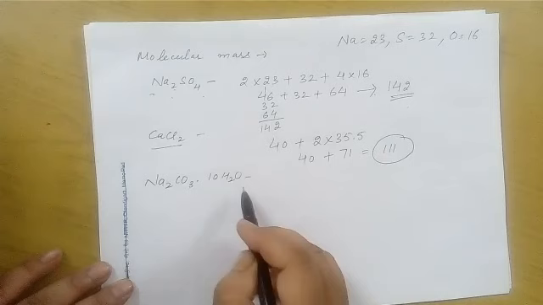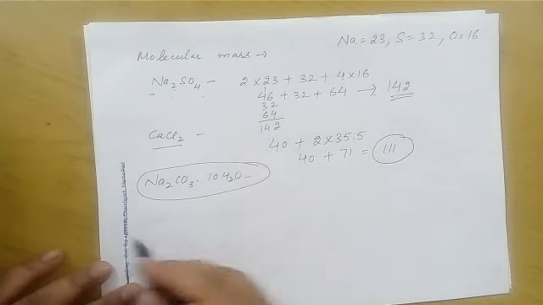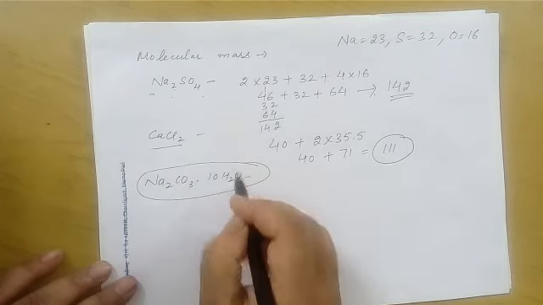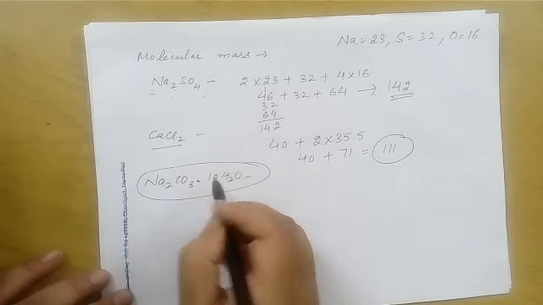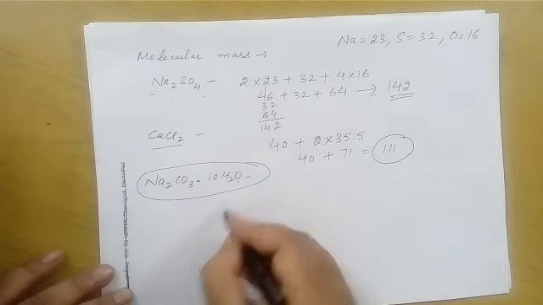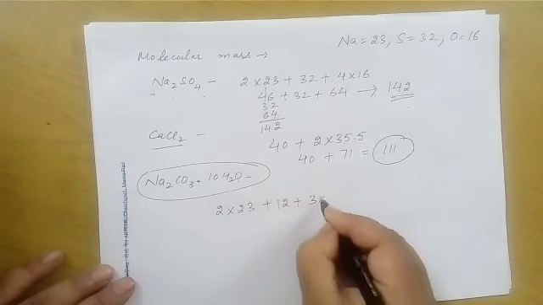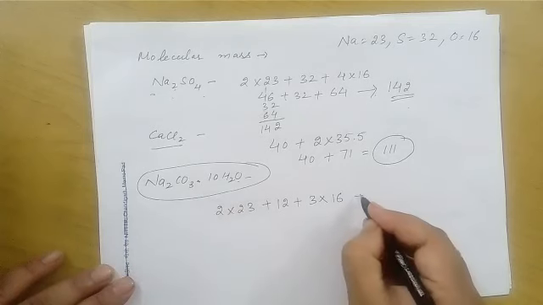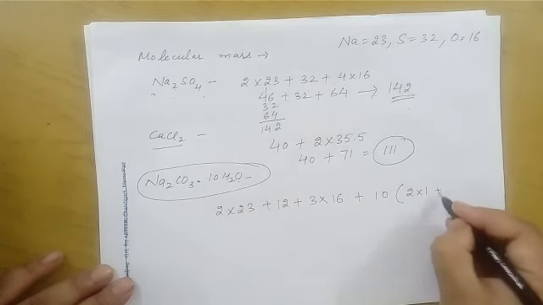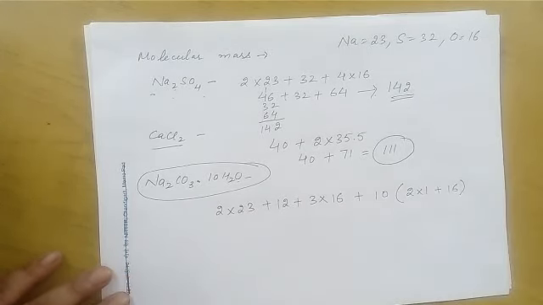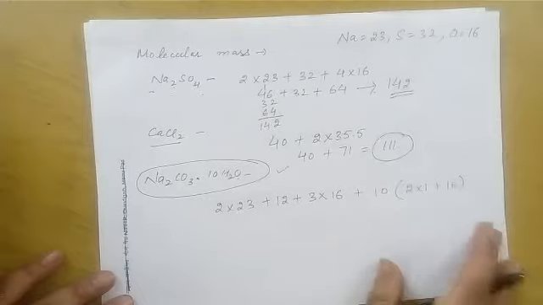Sodium carbonate dot 10 molecules of water. We call it hydrated sodium carbonate. So how to calculate? Remember, these 10 molecules we are going to add. This is not a sign of multiplication. You are not going to multiply, we are going to add. So we have sodium 2 into 23 plus 12 plus 3 into 16, plus 10 into (2 into 1 plus 16). Now children, calculate this on your own.